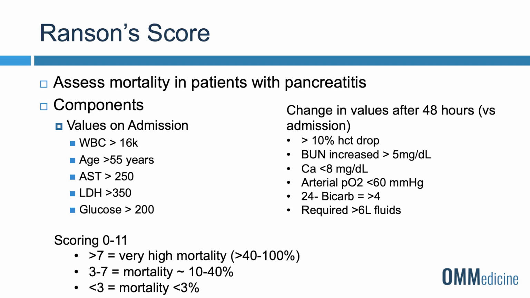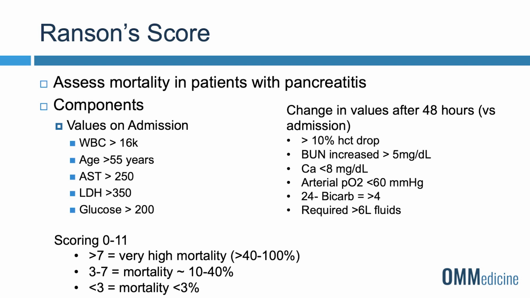The next scoring system we'll talk about is Ranson score, which is a very common scoring system to assess the mortality in patients with acute pancreatitis. Now the components of Ranson score are a little bit more complex, and it's typically easier to calculate just using a calculator, but it will use some items that are just present on admission, like the white blood cell count and your age, and all the other items we can see on the left side of the screen.